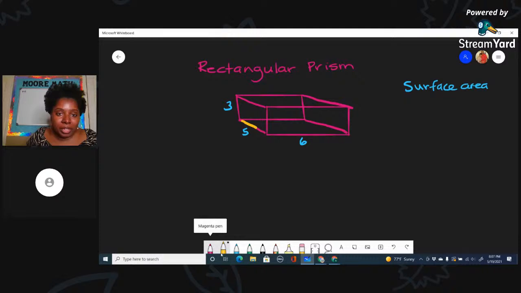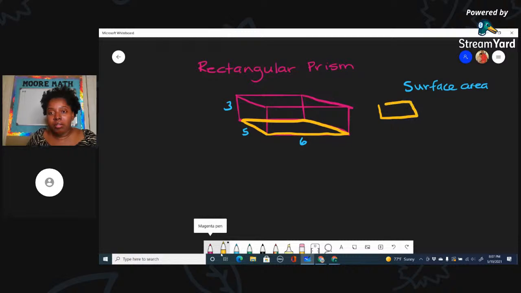Let's start with the bottom rectangle. Okay. So you can see the rectangle on the bottom, right? Yeah. This is a rectangle. Okay. What is the area formula for a rectangle? So we're starting with a rectangle, and I'm going to write the word bottom. Okay. Do you know the area formula for a rectangle? So if it looked like this, how would you find the area of the rectangle?